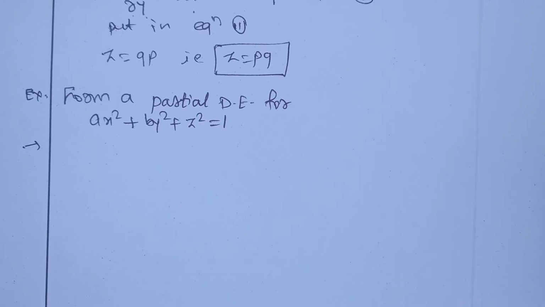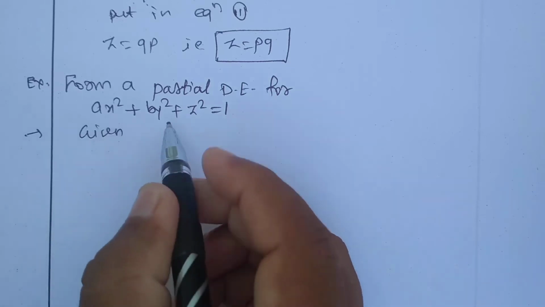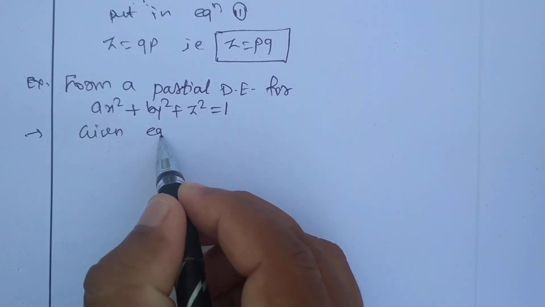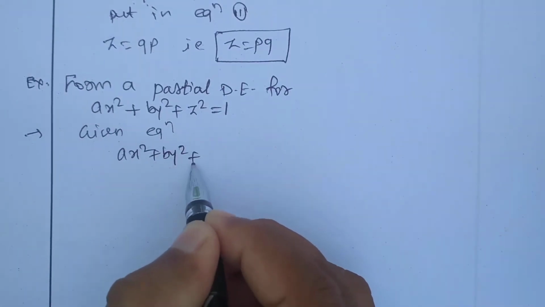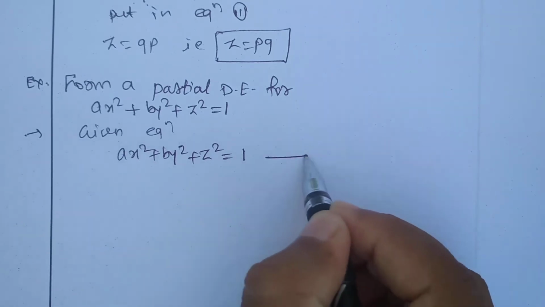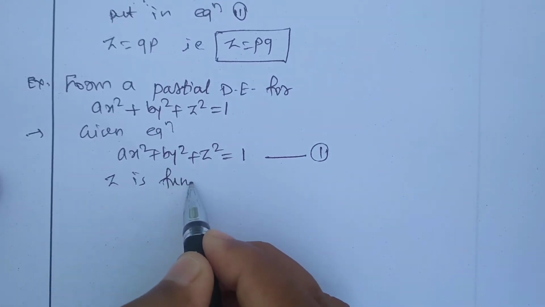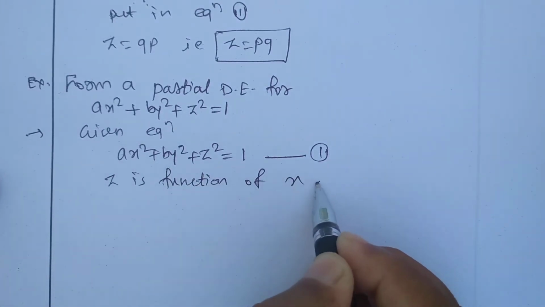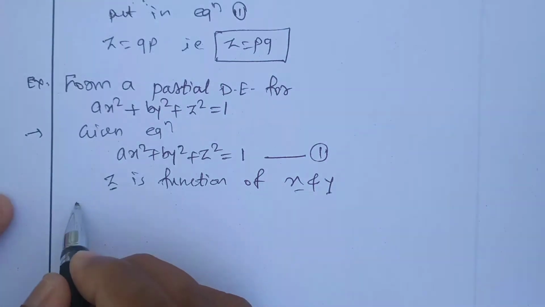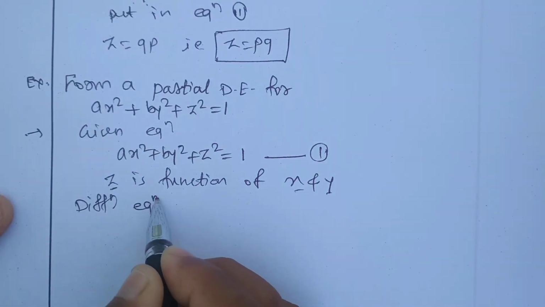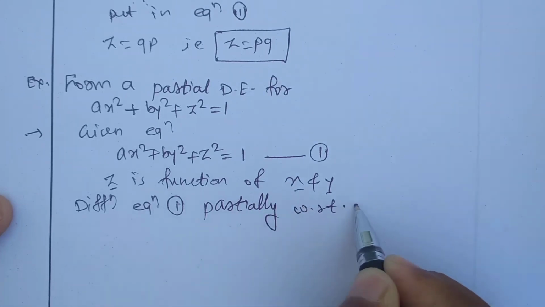Form a partial differential equation for ax² plus by² plus z² equals 1. So first of all, write the given equation: ax² plus by² plus z² equals 1. Call it equation number 1. Now we are going to suppose that here z is a function of x and y. That means z is a dependent variable and x and y are independent variables. So differentiate equation 1 partially with respect to x and y.